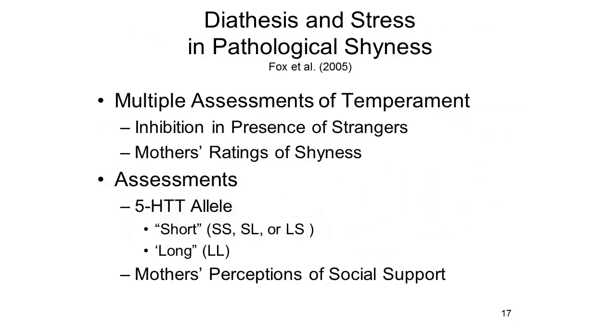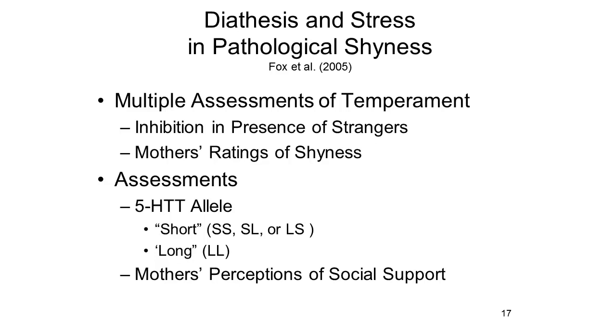Here's another example from the work of Nathan Fox and his colleagues, looking at the interaction of diathesis and stress in pathological shyness. We're not talking about ordinary shyness here, or even relatively high levels of introversion. We're talking about pathological levels of shyness here, where children are very inhibited in the presence of strangers. And this can be a precursor to depression in adults. And precisely because pathological shyness is related to adult depression, Fox and his colleagues focused on the 5-HTT gene, which you'll remember comes in these 2 forms, the short and the long allele, yielding 4 genotypes.